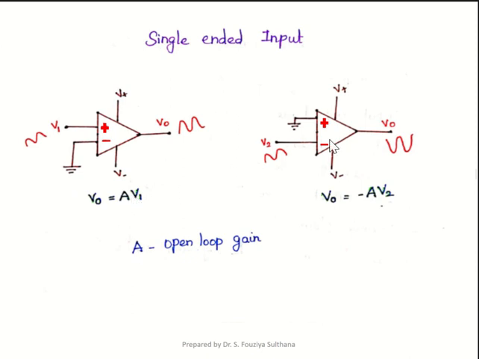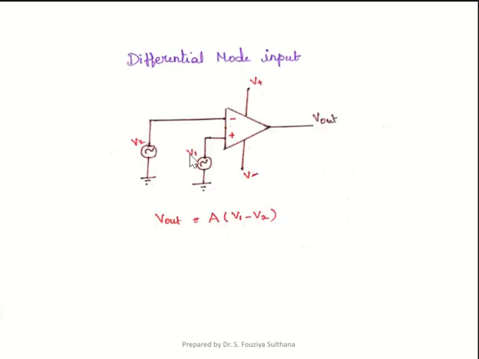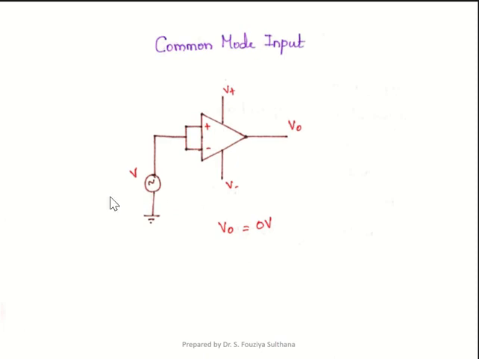When the input signal is given to the inverting terminal, at the output we will get the amplified version of the input signal which is out of phase with the input signal. So V0 equal to minus A into V2. In the differential mode, the input signals of different values are given to both of the input terminals. At the output, we will get the amplified version of the difference of the input signals. That is, V out equal to A into V1 minus V2. In the common mode, the same input signal is applied to both the input terminals. For the ideal case, the output should be equal to 0 volt.